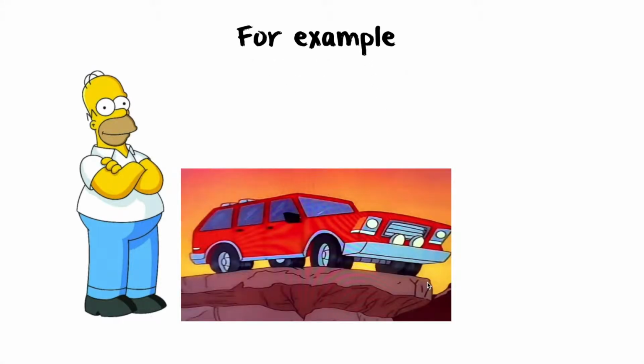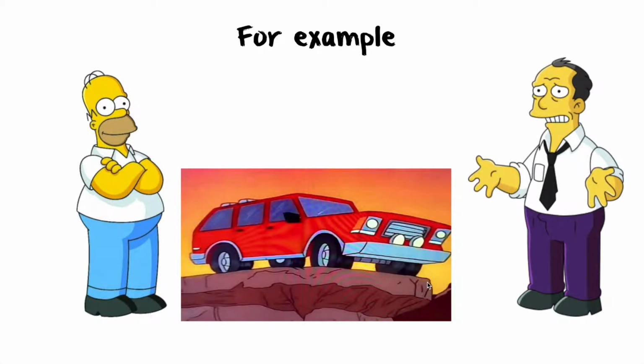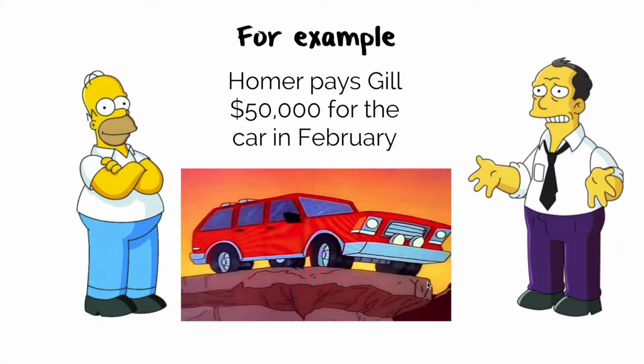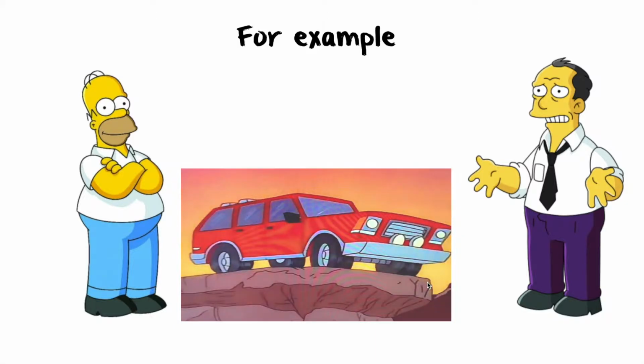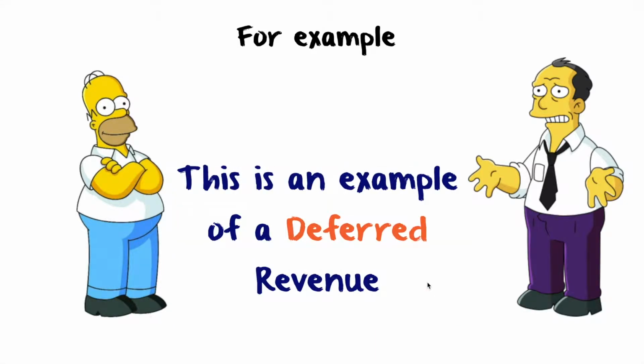Here's another example. This is Homer, and he wants to buy a car. And this is Gil the salesman. Homer pays Gil $50,000 for the car in February. But Homer doesn't receive the car until April. So this is an example of a deferred revenue, because Gil doesn't actually earn the money until April.